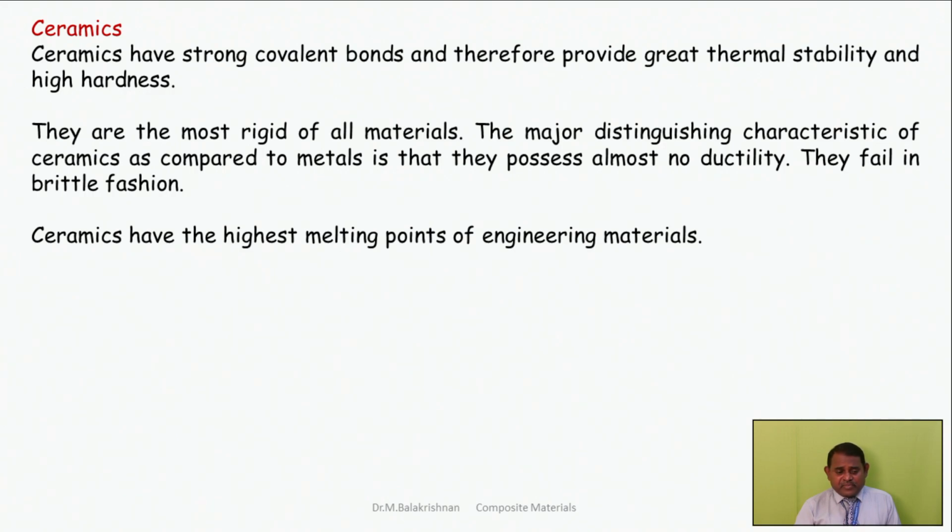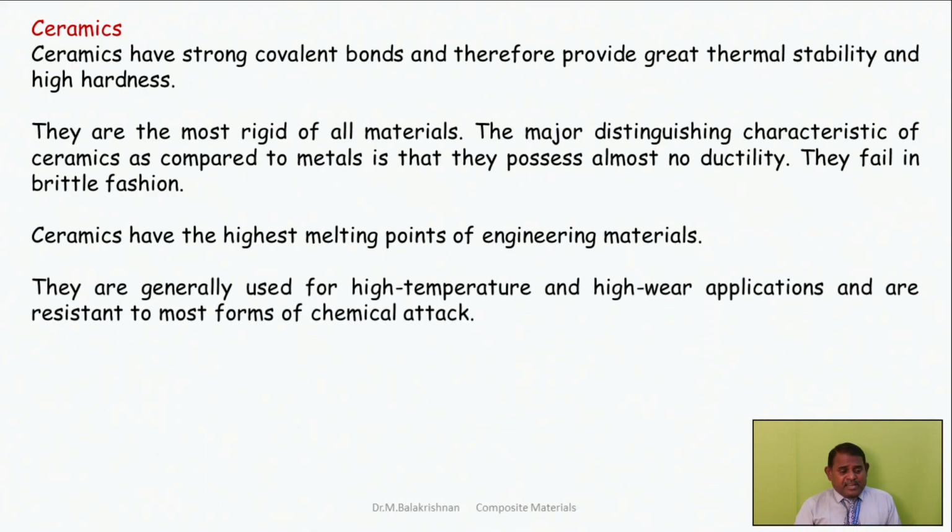And ceramics have the highest melting points of engineering materials. For example, aluminum oxide, Al2O3, also called alumina, has a melting temperature of at least 2600 degrees Celsius. They are generally used for high temperature applications, and naturally they offer high wear resistance, so they can be a candidate material for wear resistance applications and resist most forms of chemical attack.